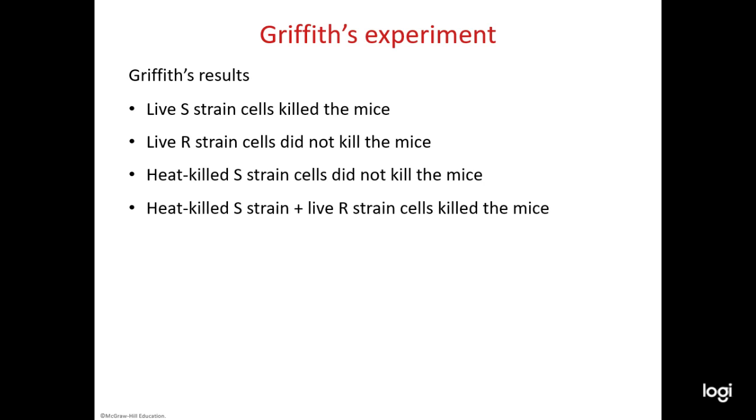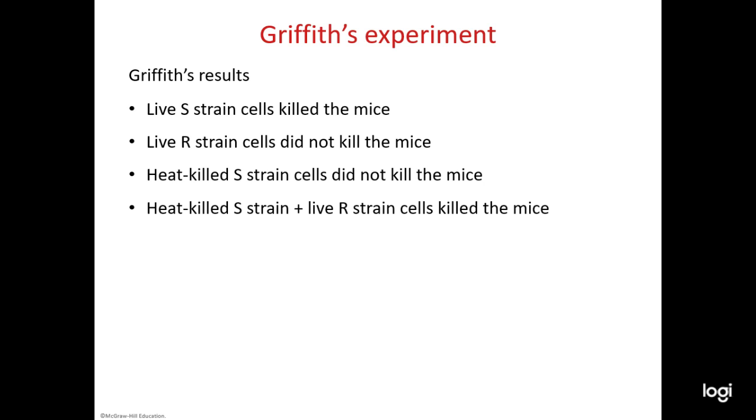Then he took some of the virulent S strain and he killed it, basically with a tube over a Bunsen burner. He heated it up till all of the bacteria were dead. And so he thought that's probably not going to kill the mice because the bacteria are dead. He injected the heat-killed S strain into them and it didn't kill the mice. We're still on point. He's getting exactly what he's expecting.